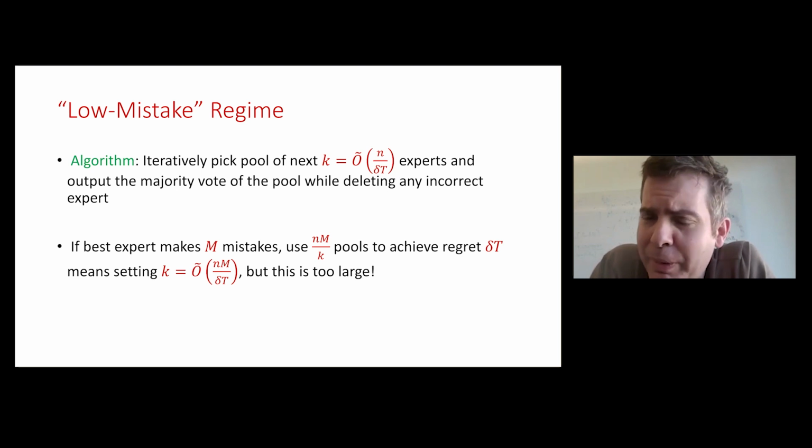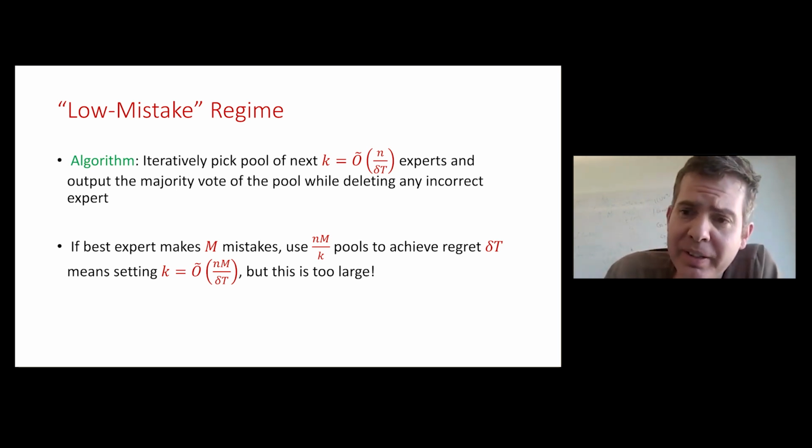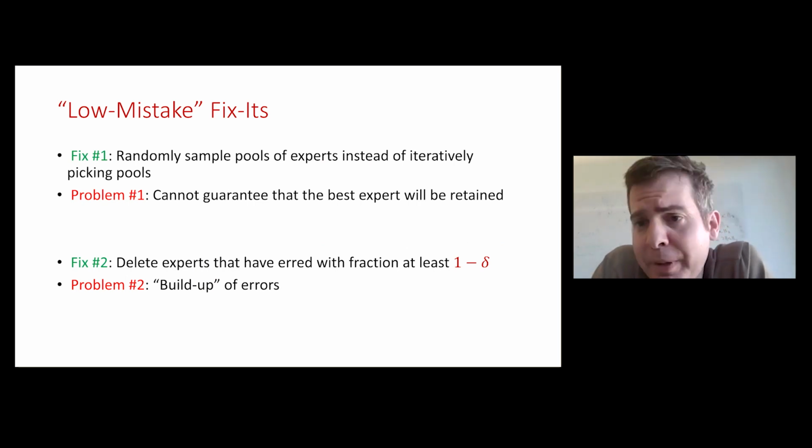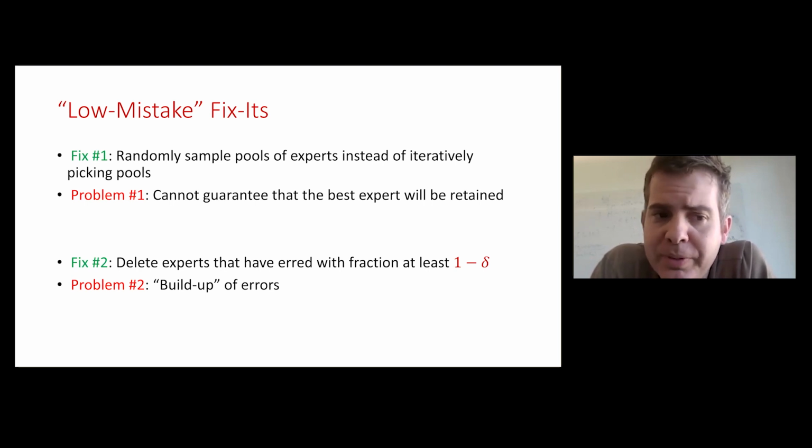But this is too large, right? We don't want memory which scales linearly in the number of mistakes, M. So we have some natural fixes. The first fix is, what if we randomly sample pools of experts instead of iteratively picking pools? Okay, so that's great. Hopefully, we're going to pick the best expert soon.